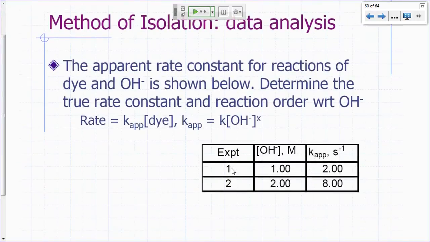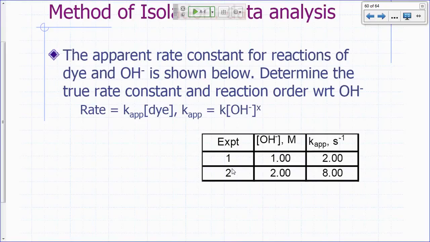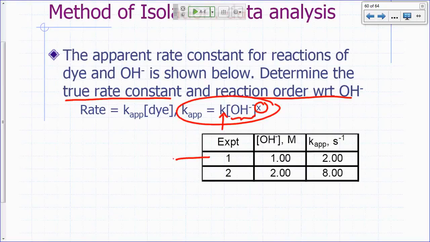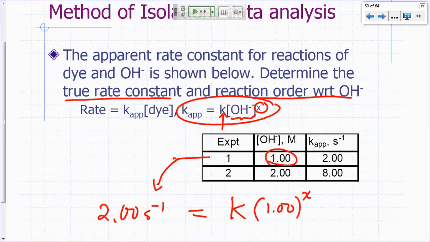Let's illustrate that. The apparent rate constant for the reactions of a dye with a hydroxide is shown below. Determine the true rate constant and the order of reaction with respect to hydroxide. Your apparent rate constant is just the true rate constant times the hydroxide raised to the power X. For experiment 1, the apparent rate constant is 2.00 per second, which equals the true K times the hydroxide concentration for experiment 1, 1.00, raised to the power X.